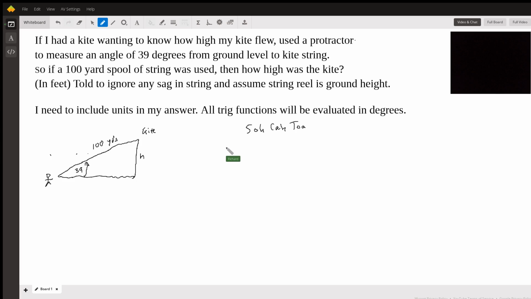We set up a simple equation. The sine of 39 degrees is equal to h over 100. And on my calculator, sine of 39 degrees, I get 0.629 equals h over 100. Multiply both sides by 100, and you're going to get 62.9 yards. Now, this is in yards because the length of the string was measured in yards.